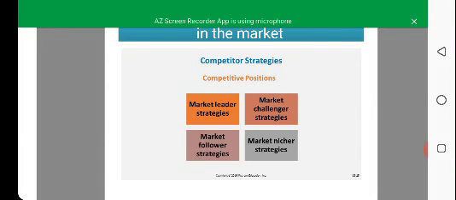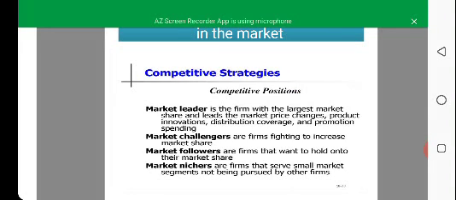Now the competitive strategies again: the market challenger. A market challenger is a firm fighting the leader for market share. Sometimes it gives a very hard time to the market leader, attacking them, cloning their products or taking market share away from them. So market challengers are those companies which want to take a share from a certain market.